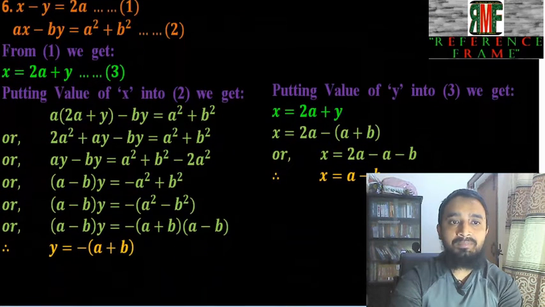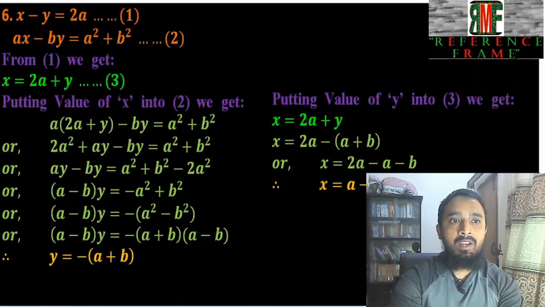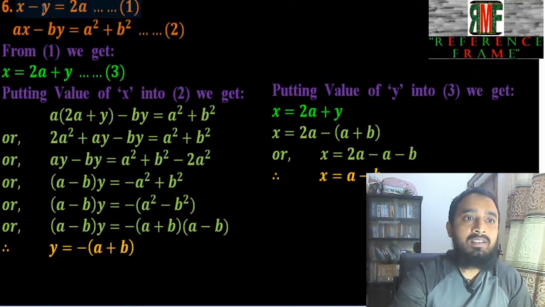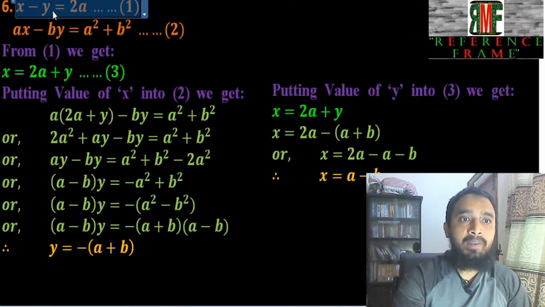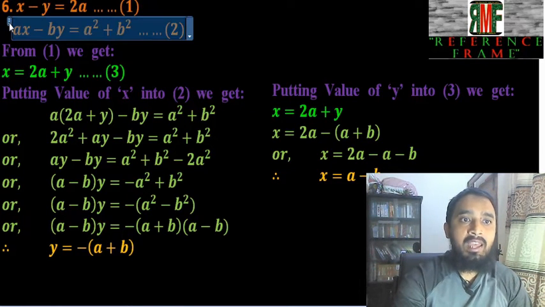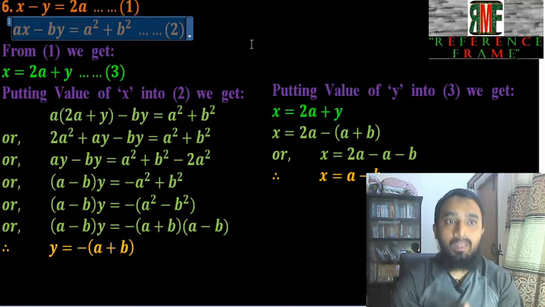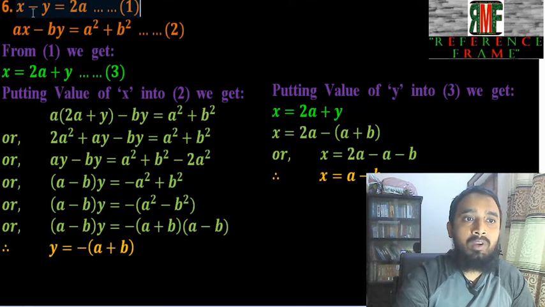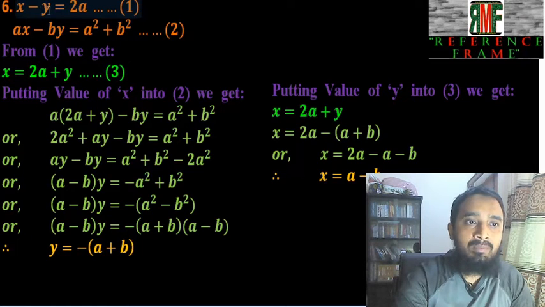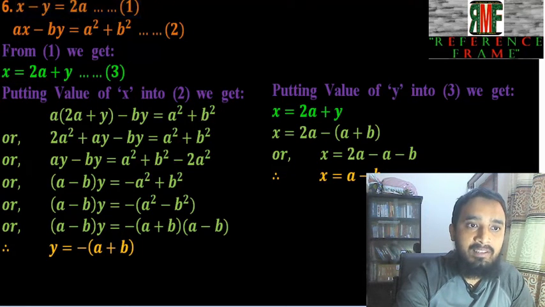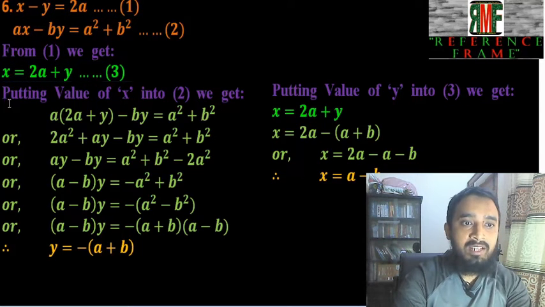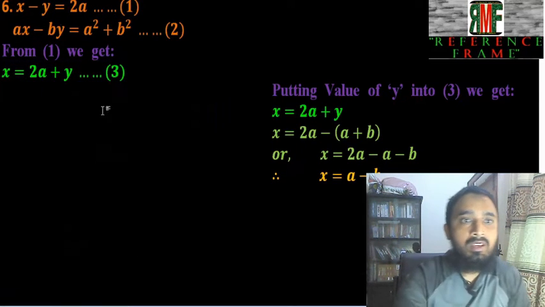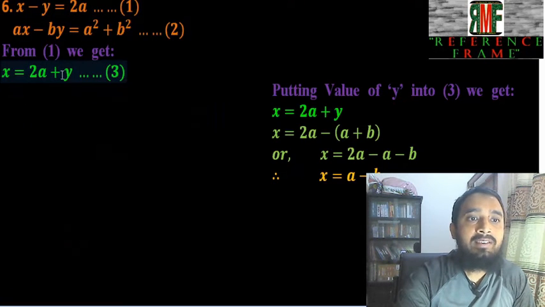Here we are given simple equations. The first equation is x minus y equals twice a, and the other one is ax minus by equals a square plus b square. As I mentioned, I'm going to use equation 1. From equation 1, if we move y to the right hand side, since there is a minus sign, it becomes plus. So as you can see here, x equals twice a plus y.